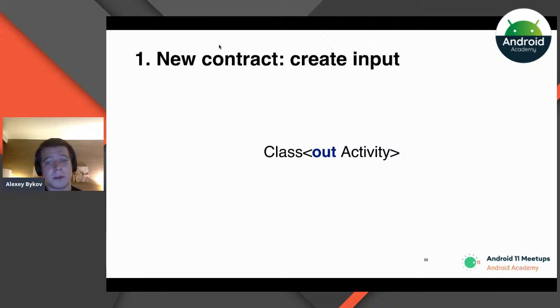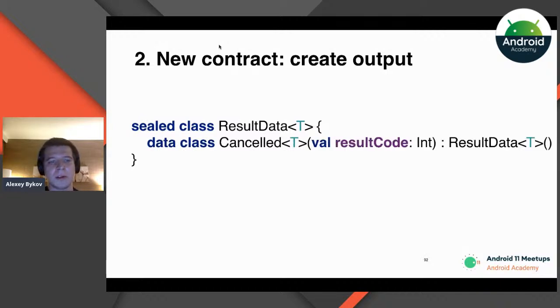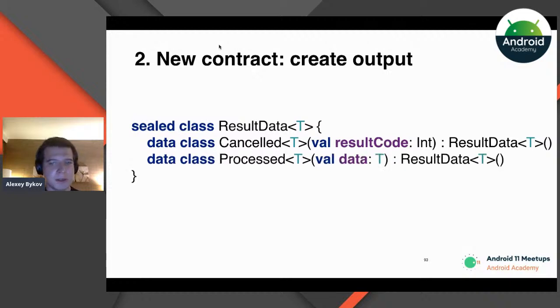So let it be class OutActivity. Why not? And second one, it is our output. We may have two different results. First one, it is cancelled, and second one, it is processed. I would like to use sealed classes as one of the options here.